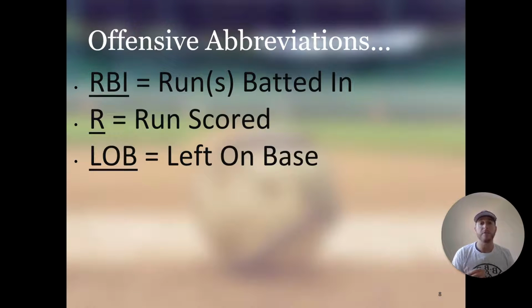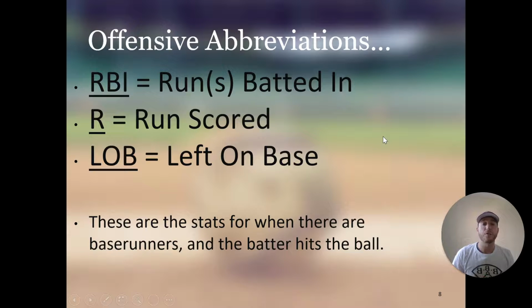LOB is left on base. Left on base is basically if there's a runner on second or third or anybody on base and I make the third out, then that would be runners left on base. So if there's bases loaded and I get the third out, that would be 3 left on base, 3 runners left on base. These are the stats for when there are base runners and the batter hits the ball. So these are all the things that can happen when the batter hits the ball with runners on base.